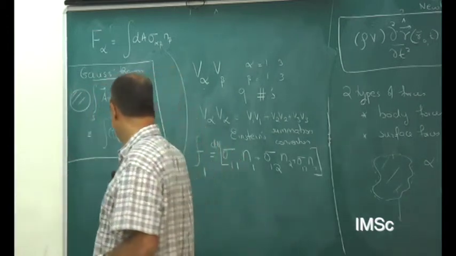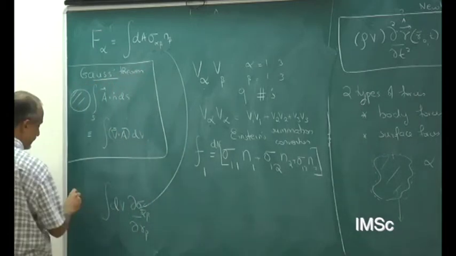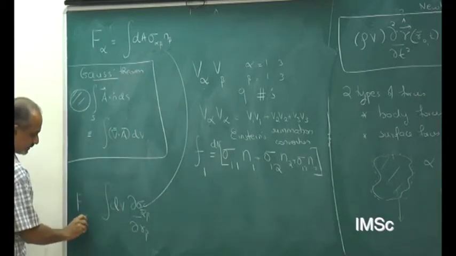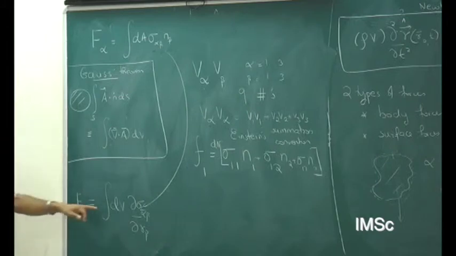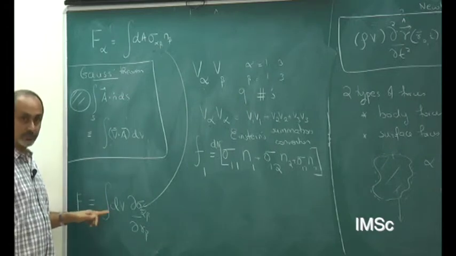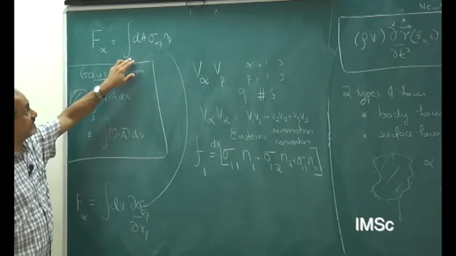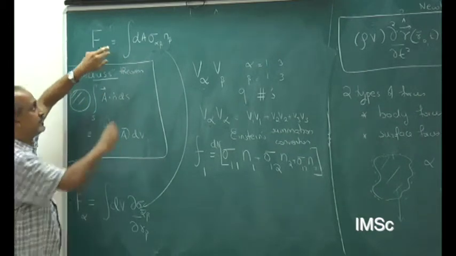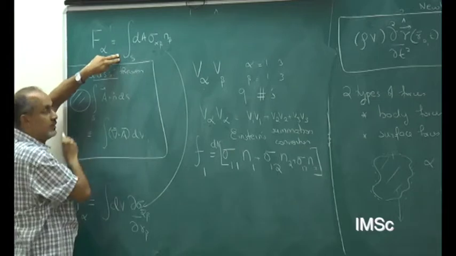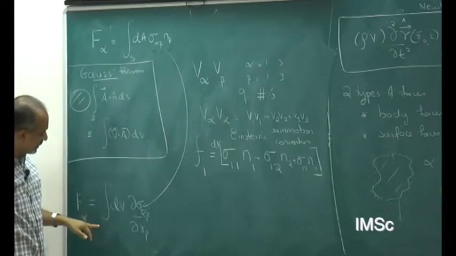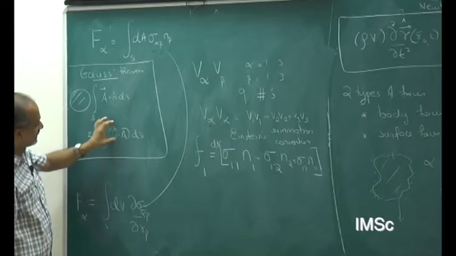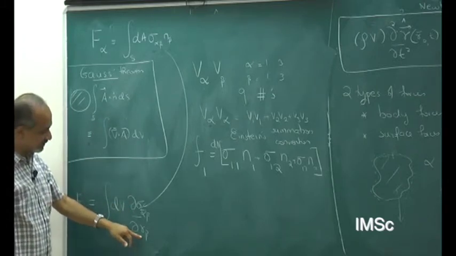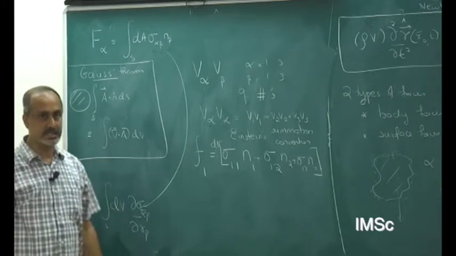Okay? So the alpha component of the force, using Gauss's theorem, becomes just an integral of delta dV over the volume, not an integral over the surface anymore. Remember, this was initially an integral over the surface. Now it has become an integral over a volume element, times the del dot A part, which is delta by delta r beta of sigma alpha beta.